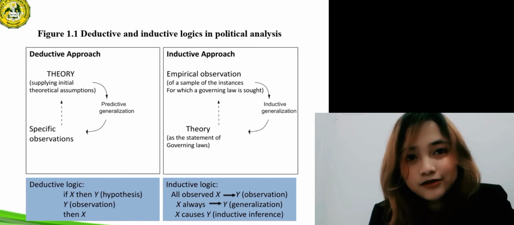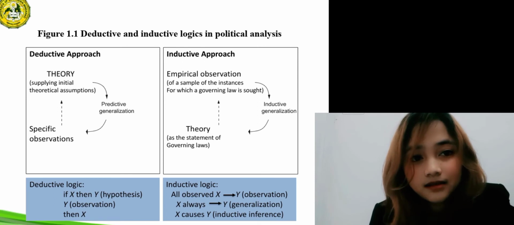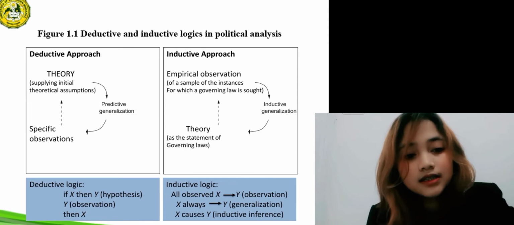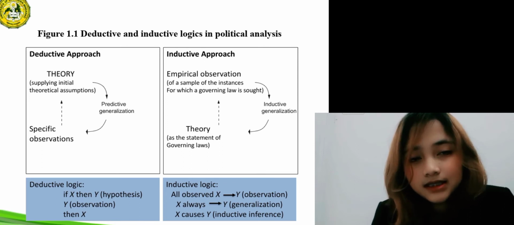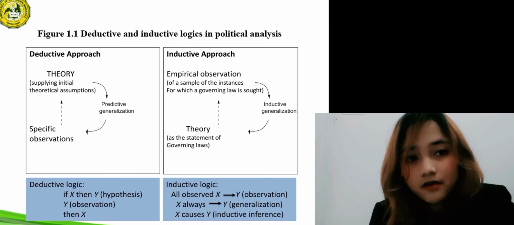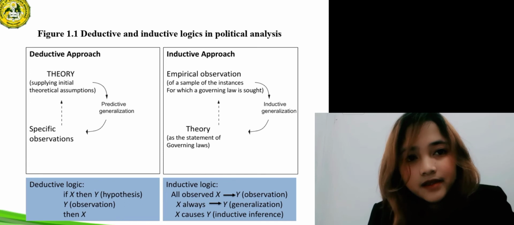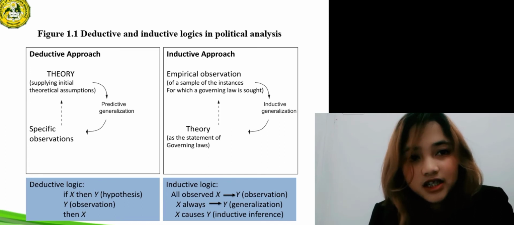And it was clearly shown in the table that there is a big distinction between these two approaches. In the deductive approach, first is the theory, or the supplying of initial theoretical assumptions. Next is the predictive hypothesis, followed by specific observations. While in the inductive approach, it begins with empirical observation of a sample of instances for which a governing law is sought. Next is the inductive generalization, followed by the theory as a statement of governing laws.